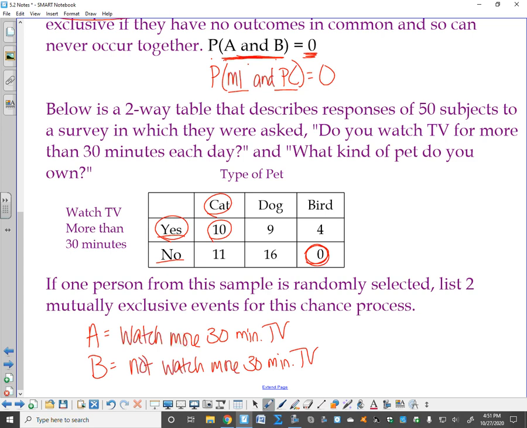No, I do own a bird. Yeah, sorry. 4 people own a bird, and all 4 of them watch more than 30 minutes of TV.